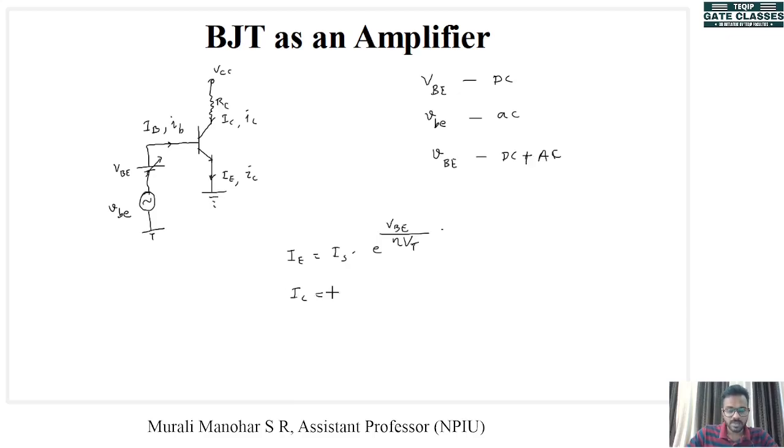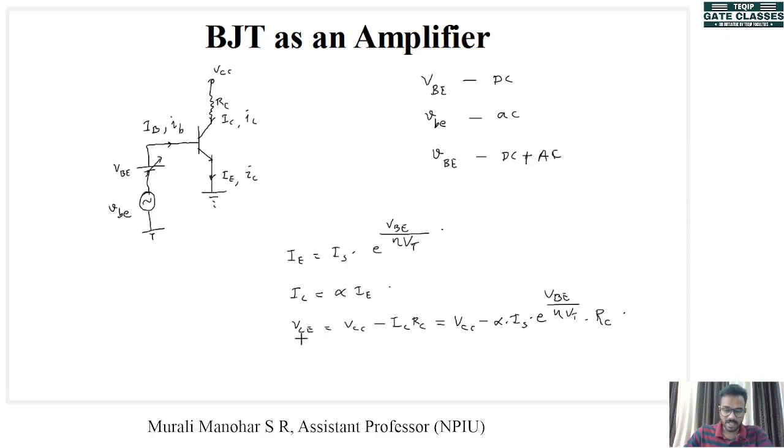IC is equal to alpha IE and VCE is equal to VCC minus ICRC. We have already seen these equations, and that will be equal to VCC minus IC, which is now alpha IE, and IE is now IS into e to the power VBE by eta VT. So alpha into IS into e to the power VBE divided by eta VT into RC. So this is the value of VCE.